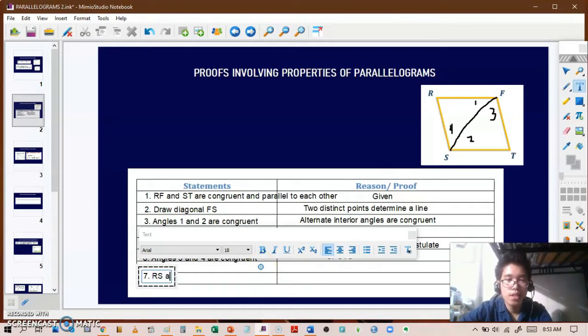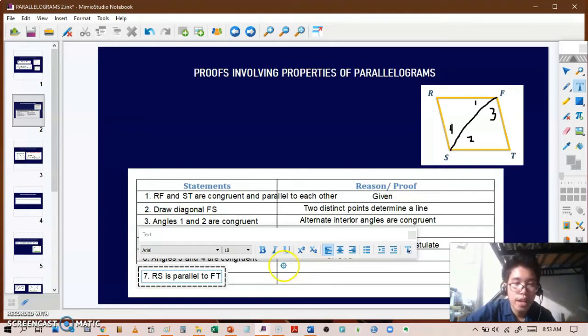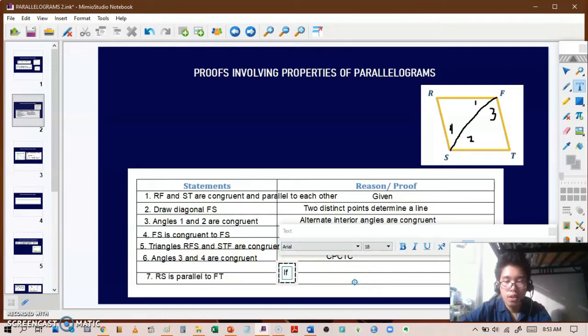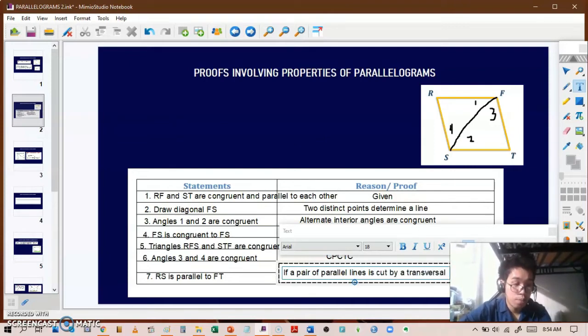RS is parallel to FT. The reason for that is, if you notice, it's a pair of lines that, when cut by a transversal, give two congruent alternate interior angles, which are angles 3 and 4. So let's write that: if a pair of lines is cut by a transversal, which in this case in our parallelogram is a diagonal, then their alternate interior angles are congruent.